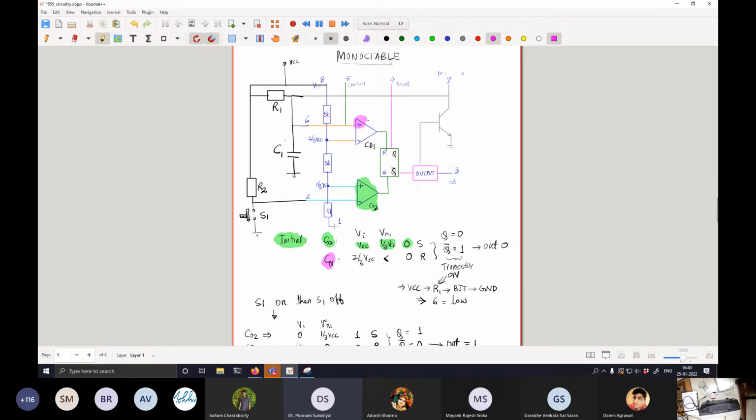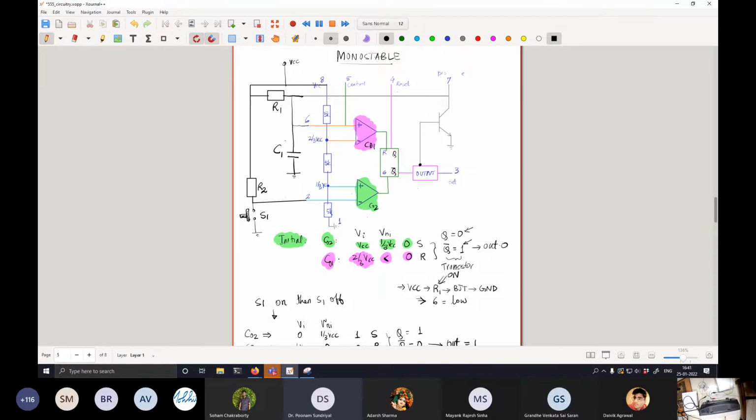Now let us go to the first comparator. The inverting pin is at the reference voltage of 2/3 VCC. What about the non-inverting input? It is connected to this point, and we will see. Assume for now that it is less than 2/3 of VCC. If the non-inverting input is less than the inverting input, then the output will also be zero. So S and R are both at zero. If the previous state was also like this, then Q is zero and Q bar becomes one.